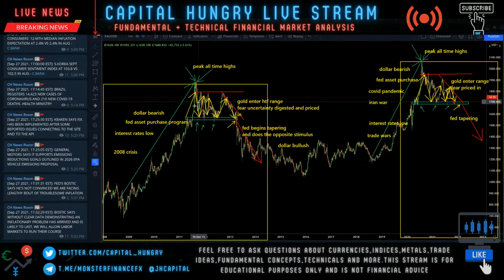Look at this fundamental and technical repetition on gold. Gold was only bullish for this extended period during the 2008 crisis or the pandemic crisis because interest rates were low, the dollar was bearish, the dollar was oversupplied and inflation was high. Then you can see gold enters a heavy bearish trend years later, after the economic recovery. When the Fed begins tapering, the dollar goes bullish.